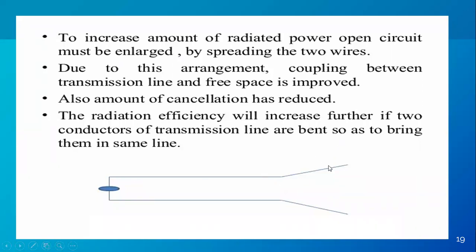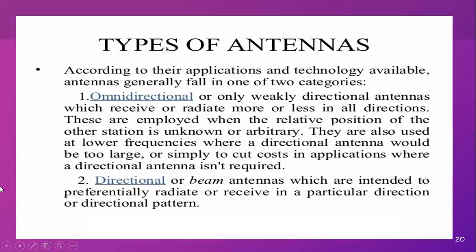See here the size and the shape of the antennas; you will find them in many places. Horn antenna is one of the best examples of the shape. Just to increase the amount of radiated power, the open circuit portion is enlarged by spreading the two wires. Due to this arrangement, the coupling between the transmitting line and free space will be improved. This is the reason behind it. Because of that, radiated efficiency will increase. The amount of cancellation of the signals will be reduced, and the conductors of the transmission lines are bent so as to bring them in the same line. So that is possible. Okay, so in the types of antennas, various types of antennas are there.